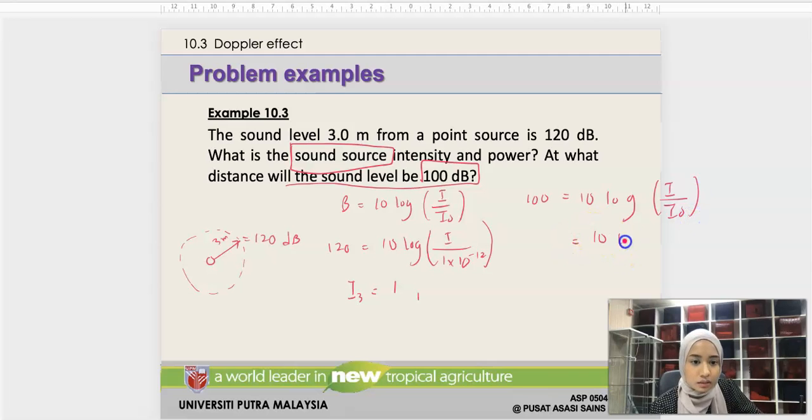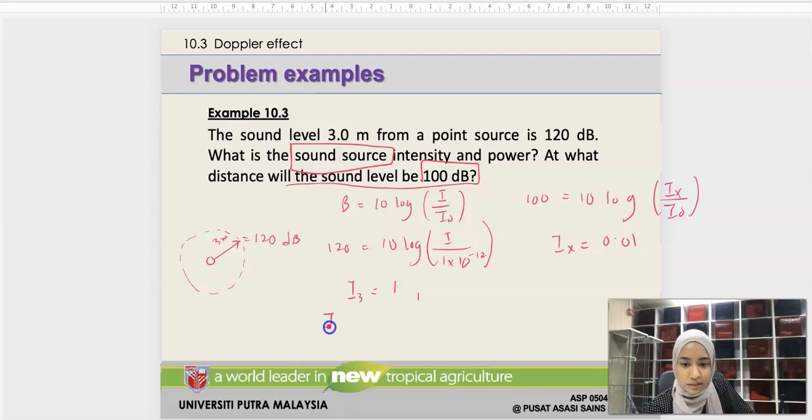Okay, so 10 log, so solving for I that is unknown, Ix, we don't know the distance. So Ix is equal to, using my calculator, 100 divided by 10, and then 10 to the power of 10, times with 1 times 10 to the minus 12 will give me 0.01.